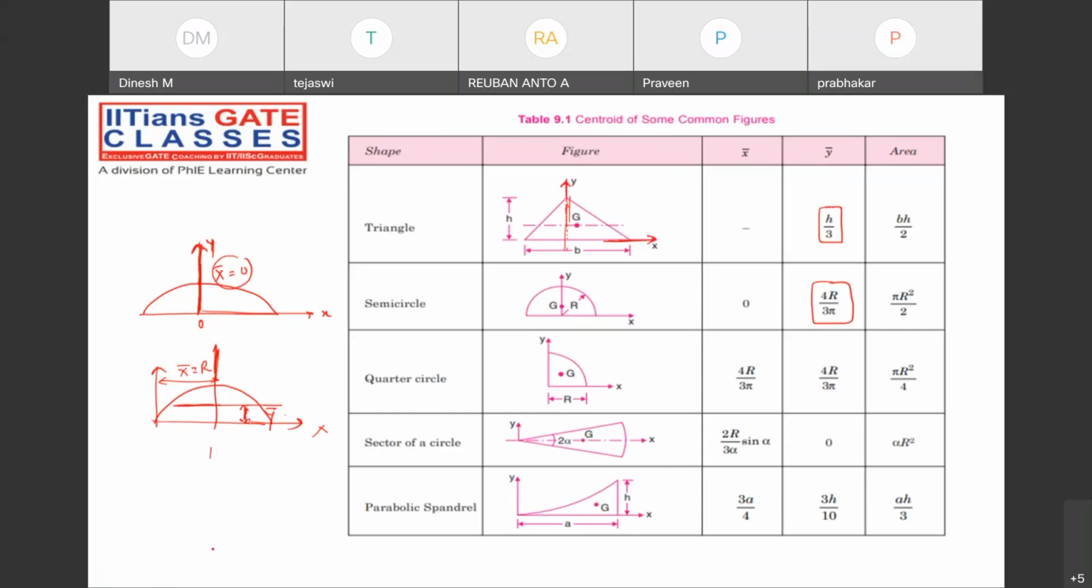Quarter circle, if there is a quarter circle, you can calculate from here. It is 4r by 3 pi. And from here also it's 4r by 3 pi. Here it will be central, right? If there is a sector of arc, again, symmetric about x-axis, y bar will be 0. It is symmetric about y-axis, x bar will be 0. Understand this thing. And again, x bar we can have the formula like this. If there is a parabola, something like this, of course this is not required. You can leave this one.